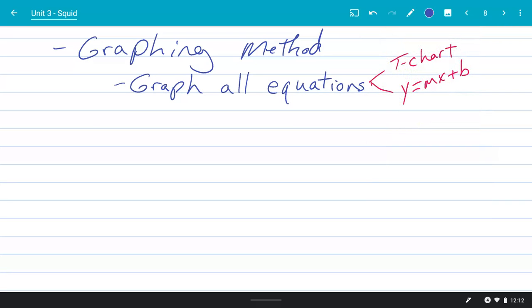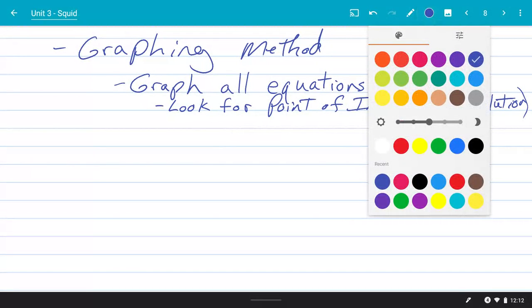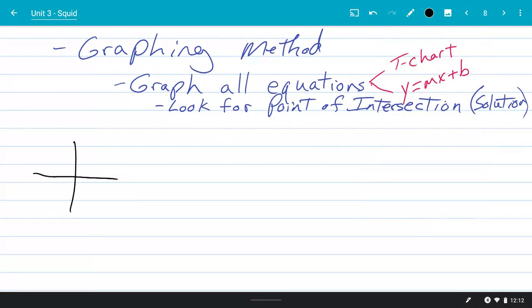So when we use the graphing method, we graph all the equations. And then we look for a point of intersection. That point of intersection is the solution. Now, there's a couple things that can happen here.